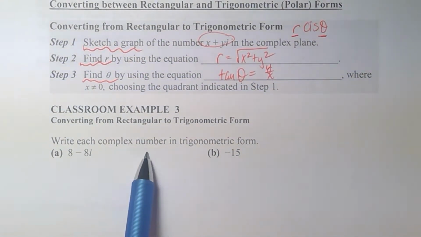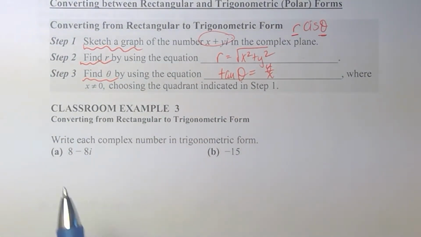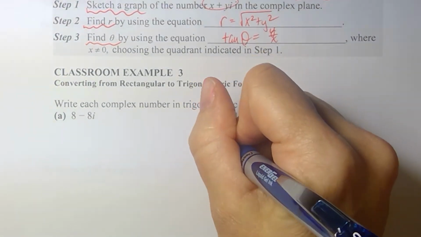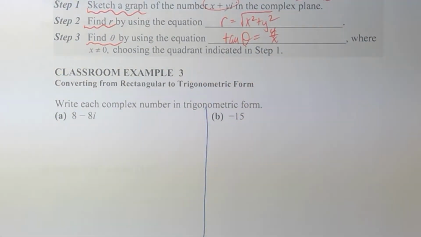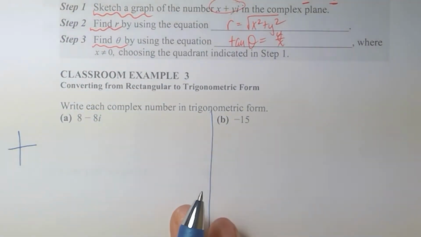Write each complex number in trig form. So we're in rectangular or standard form. We need to change it so that we're in trig form. I'm going to divide up our area so I make sure I have enough space for every problem. First thing to do is sketch.